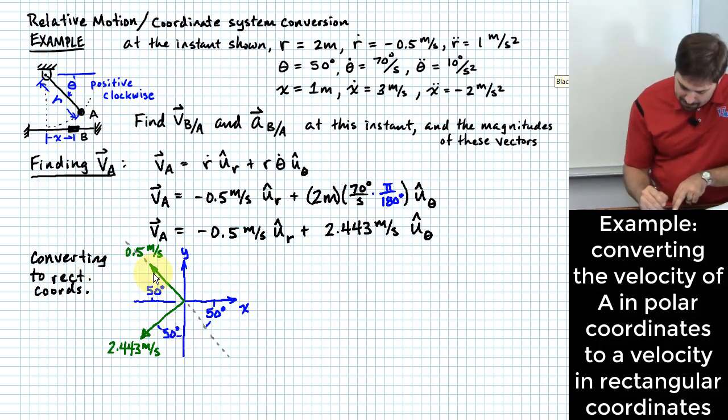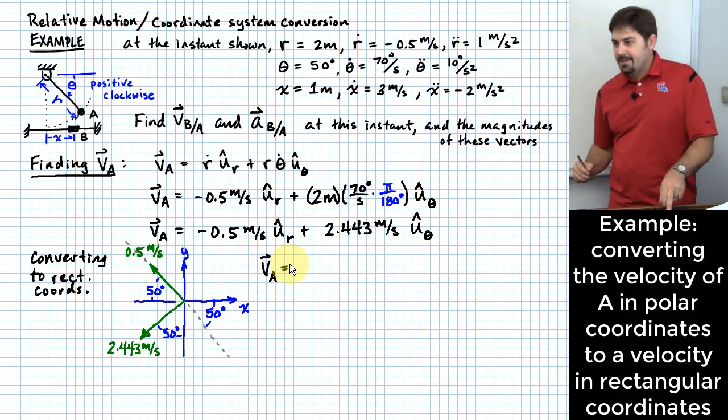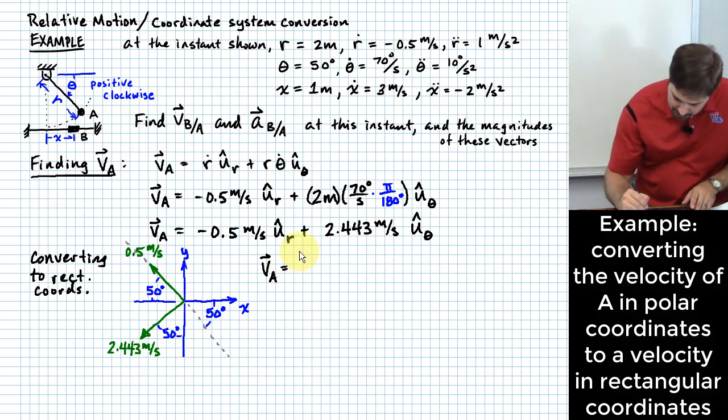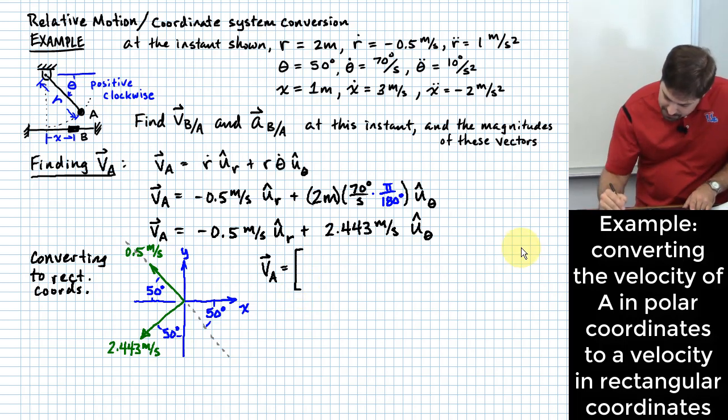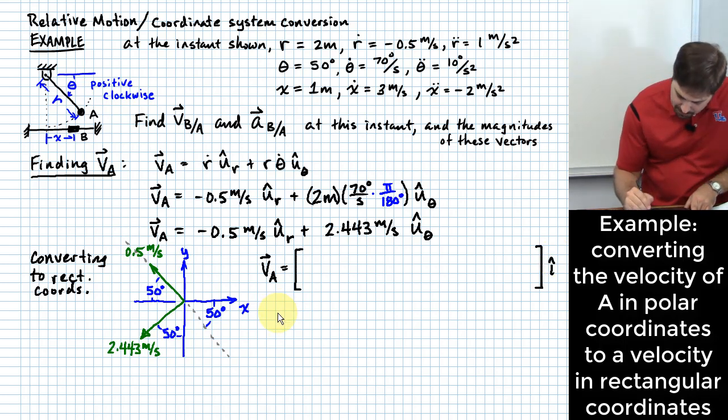So if I'm going to pick off the x components of these two, I'll call this the velocity at A, but we're going to write it in terms of i and j components instead of r and theta components. So what I'll put in here are the components that are going to be multiplied by i, and to that I'll add some components that are going to be multiplied by j.